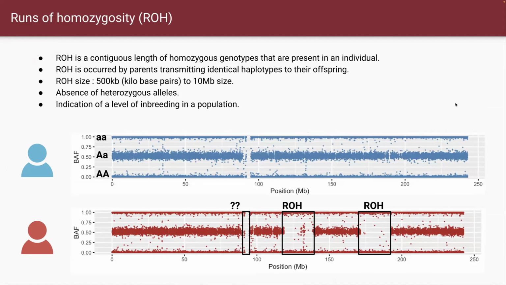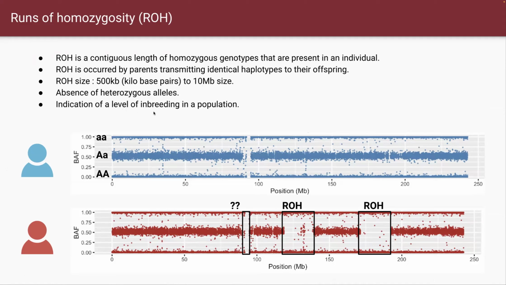If you look at ROH in the human genome, you can expect the size to be around 500 kilobases to 1 million base pairs. And as we saw before, it's an absence of heterozygous alleles. And this is an indication of the level of inbreeding in a population, right?